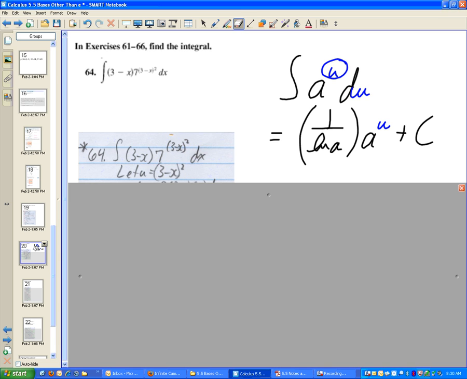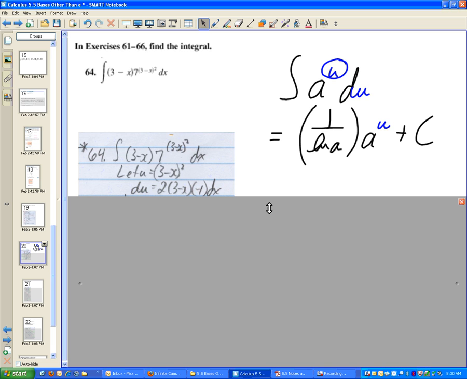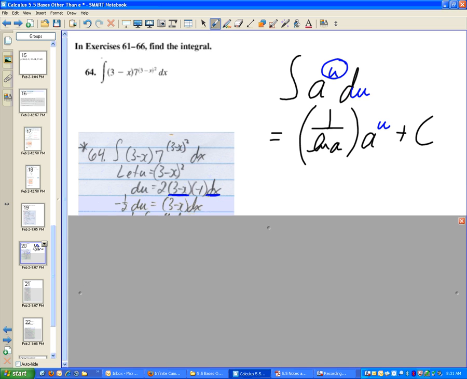And if we do that, then we got to figure out what du equals. And we got to chain rule this. So that would be 2 times 3 minus x to the 1 times the derivative of 3 minus x, which is negative 1 dx. All right, so I'm all about this that I've underlined in blue, but the 2 times negative 1, that's just in the way, isn't it? So let's multiply both sides by negative 1/2. I think we're in business now. Let's see if we are.